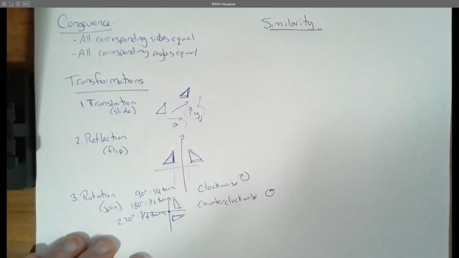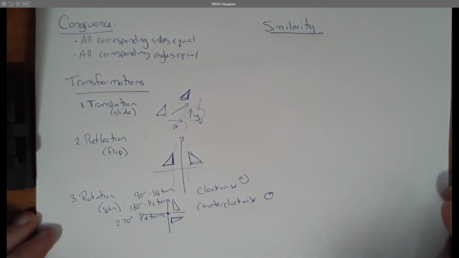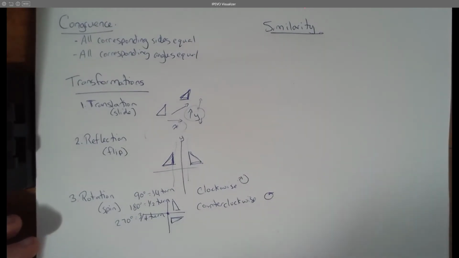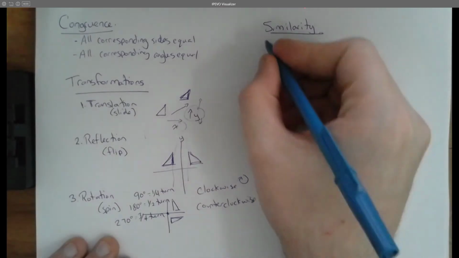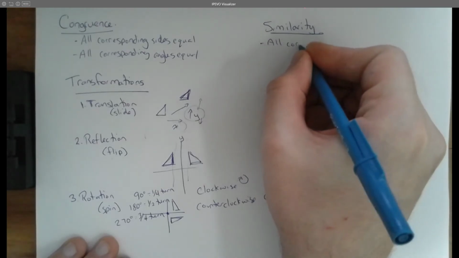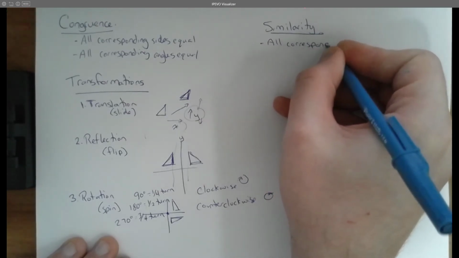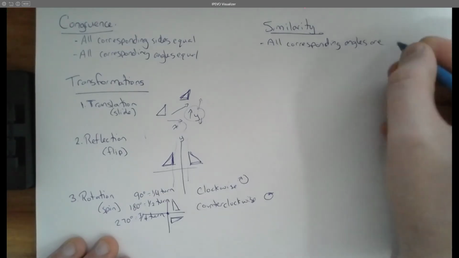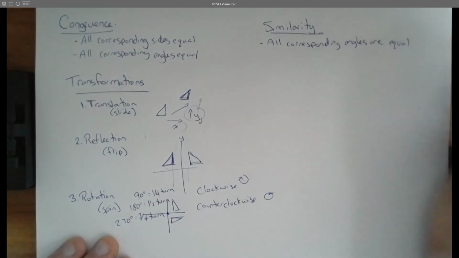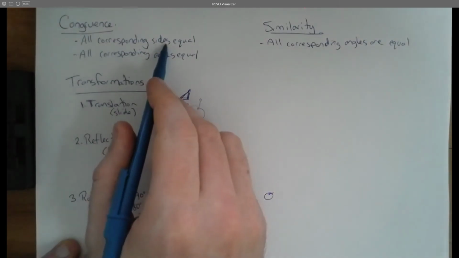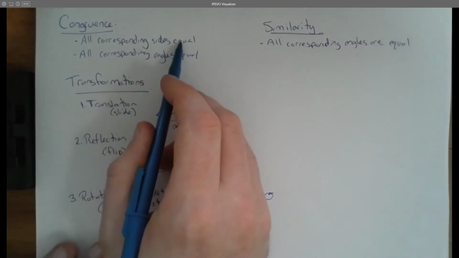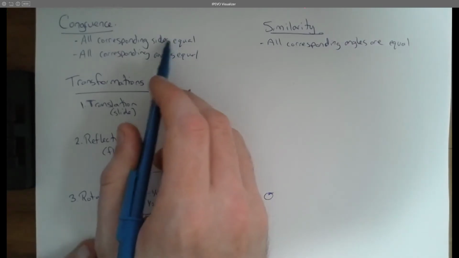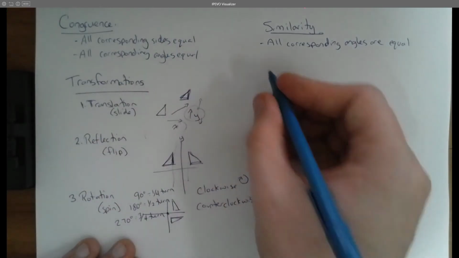And similarity, there are some things that are the same, but there are other things that are different. So with similarity, we can say that all corresponding angles are still equal. However, we can't say that all corresponding sides are equal.